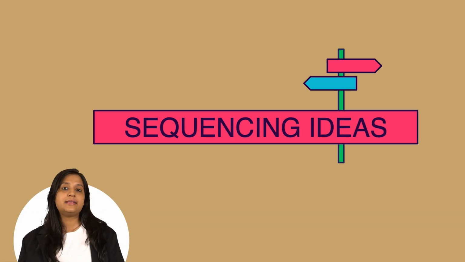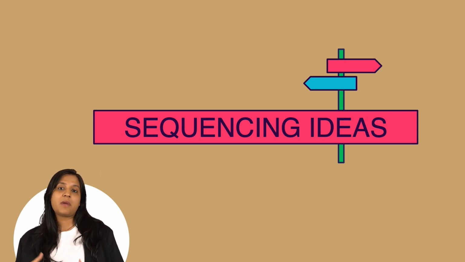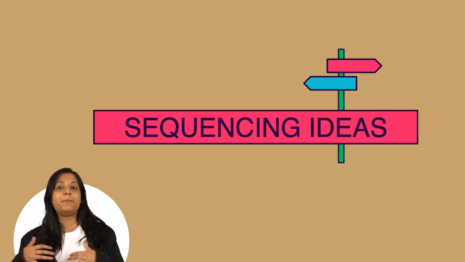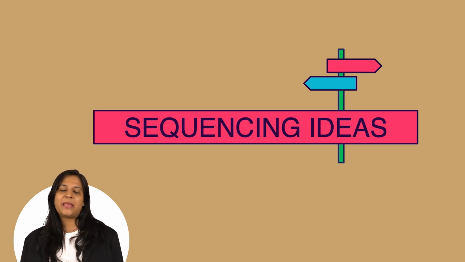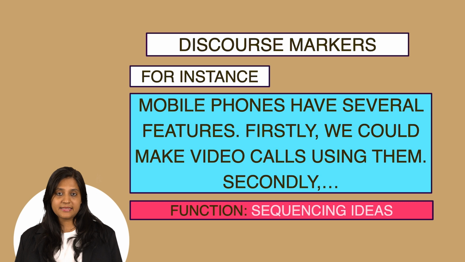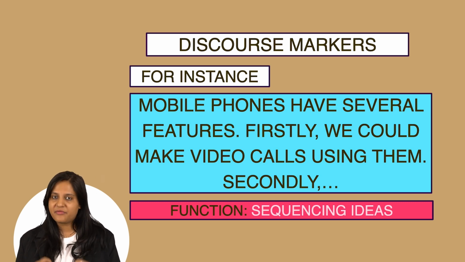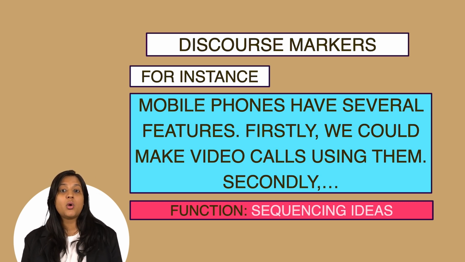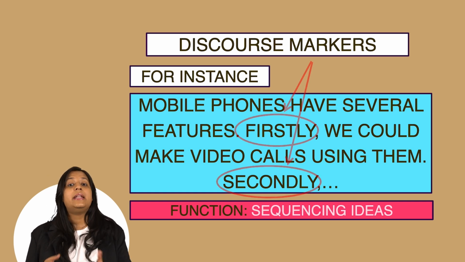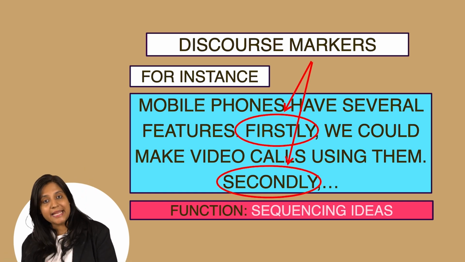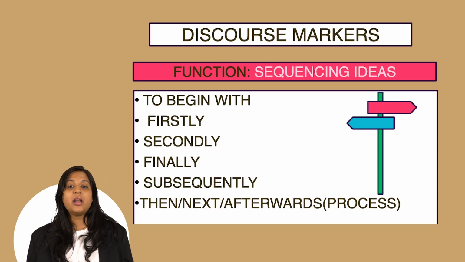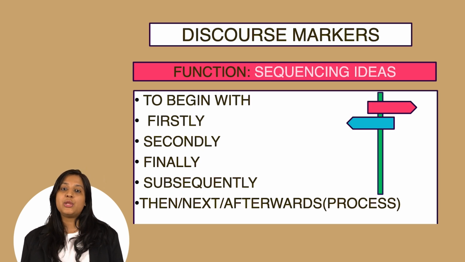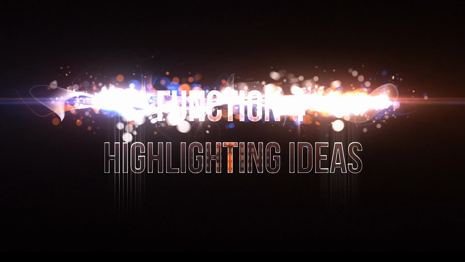The next function is sequencing ideas. These discourse markers would assist in writing body paragraphs and process writing primarily. Logical ordering of ideas will be indicated by this kind. For instance, mobile phones have several features. Firstly, we could make video calls using them. Secondly, now here, firstly and secondly are indicating the sequence of ideas, also the number of ideas. There are more discourse markers that we can use for sequencing ideas.